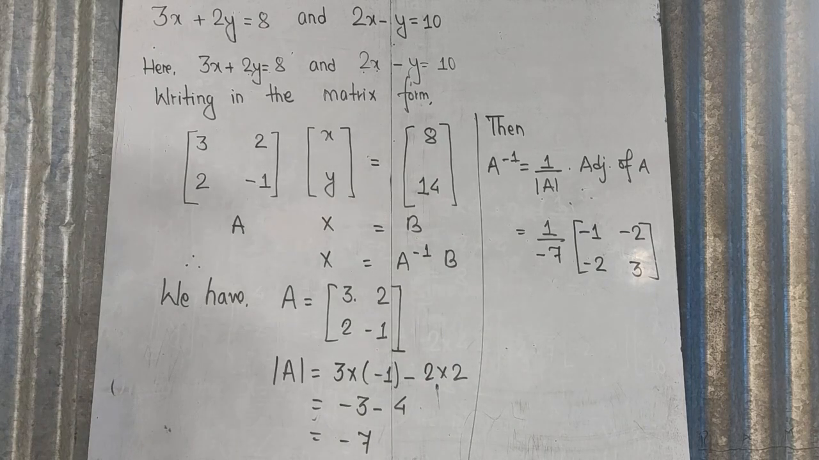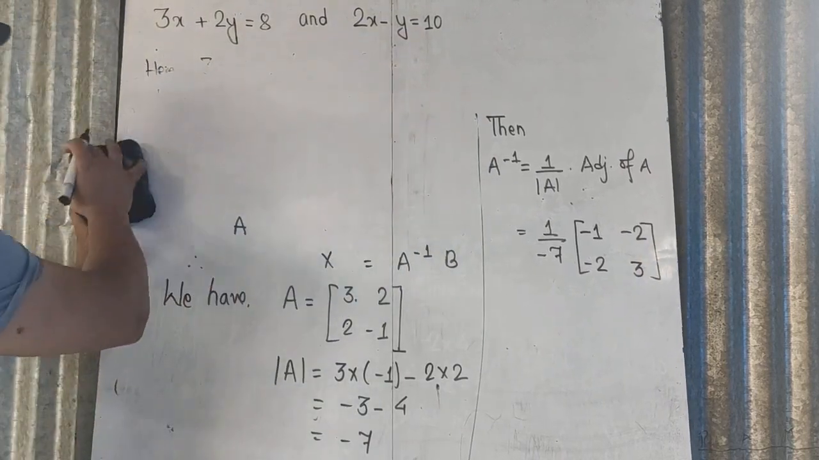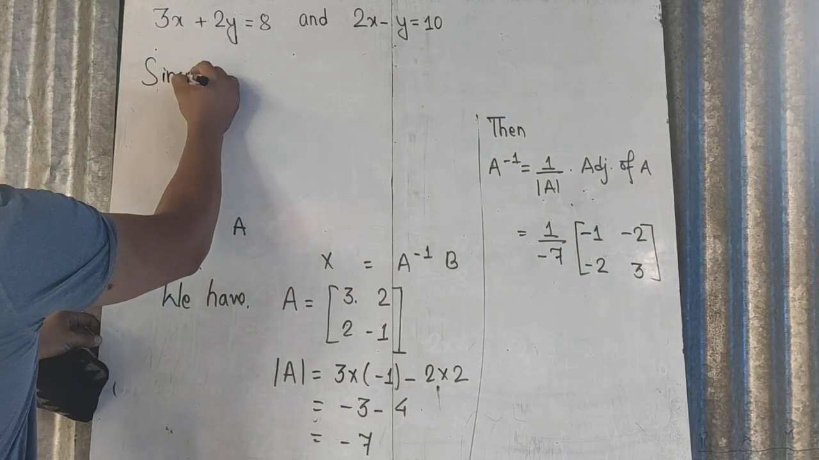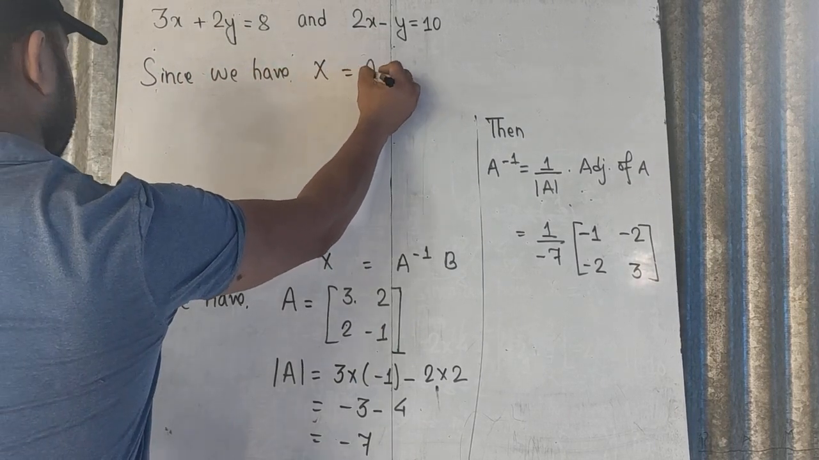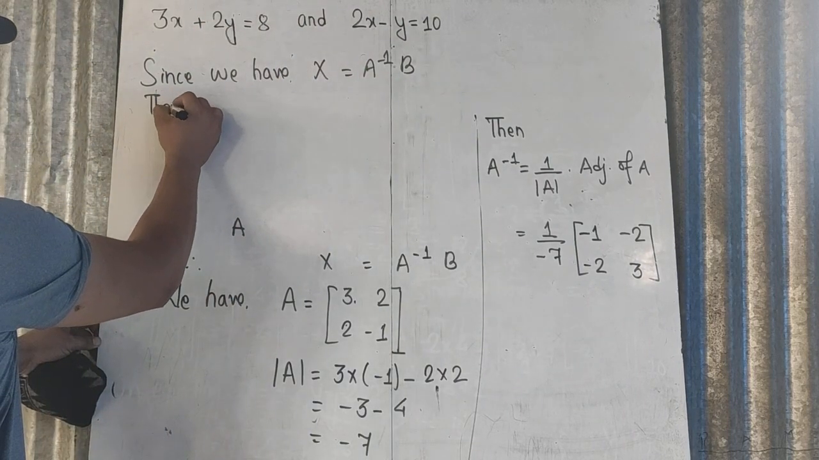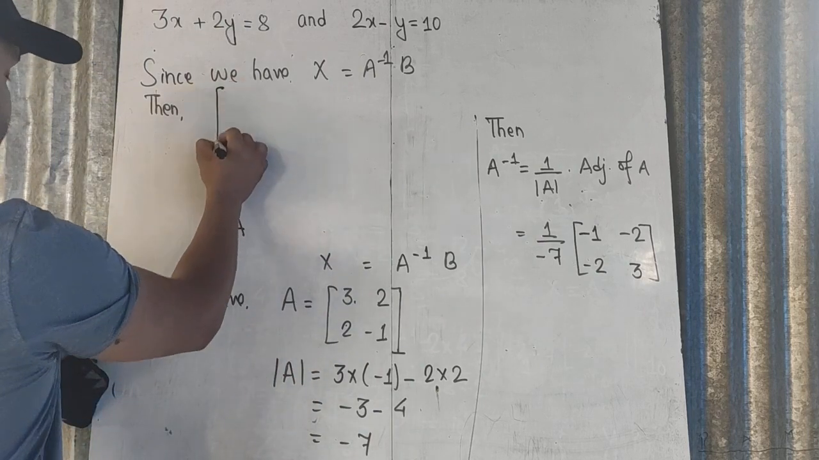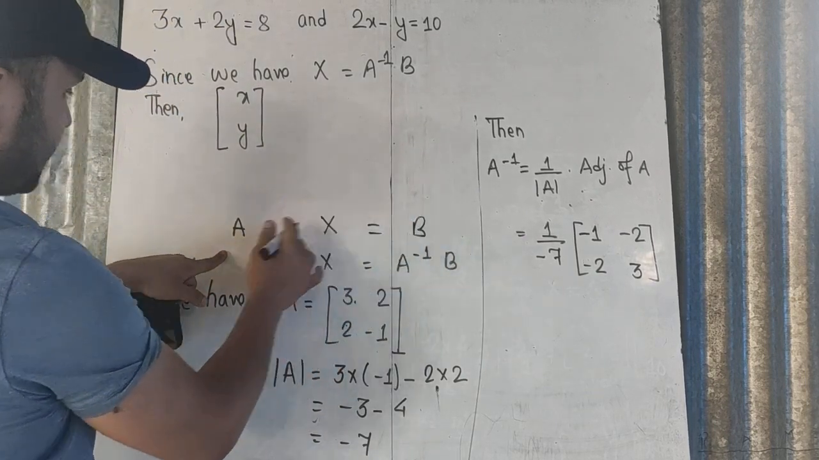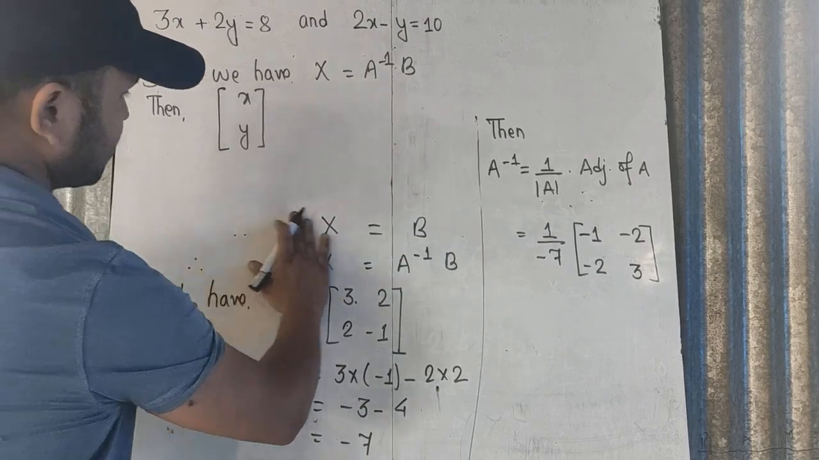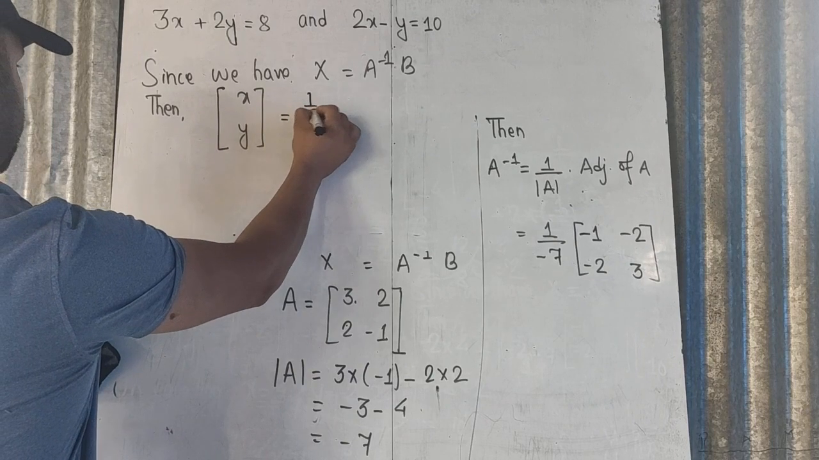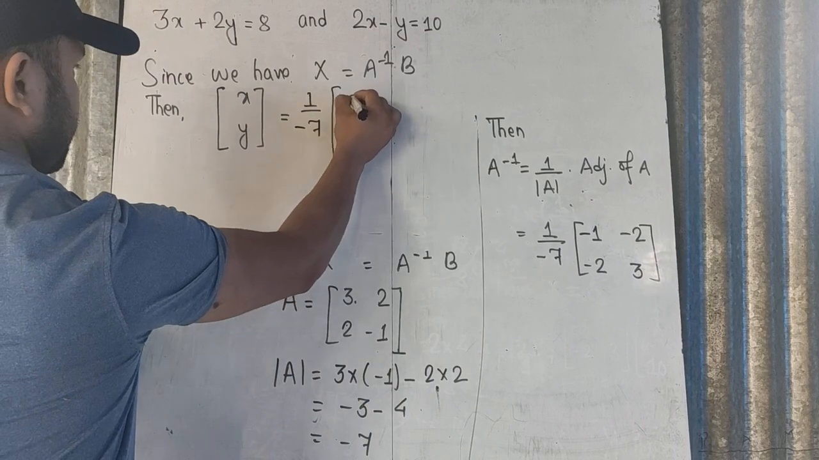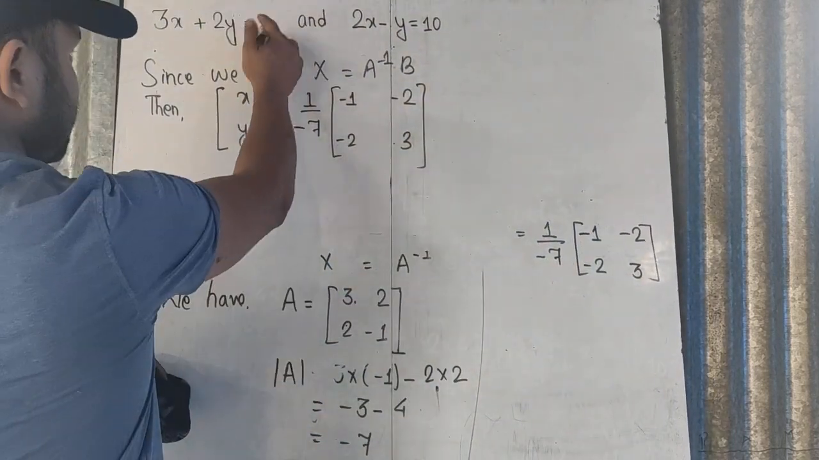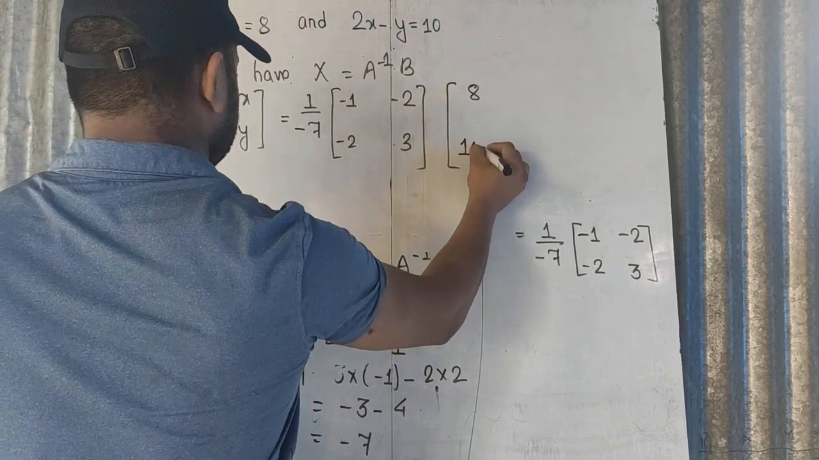Since we have X equals A inverse B, now we are going to put in the values. What is X here? X is the column x, y. Remember, AX equals B. We had written AX equals B previously. So A is the matrix here, X is the matrix here, B is the matrix here. So X equals A inverse B, and A inverse is 1 by minus 7, times minus 1, minus 2, minus 2, 3. B is the constant terms after the equal sign, which are 8 and 10.